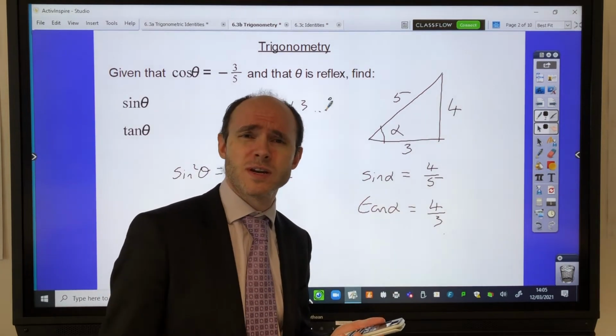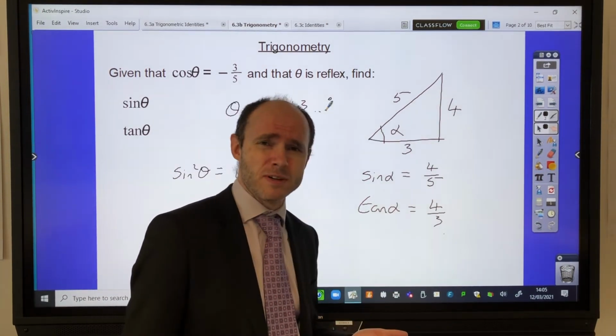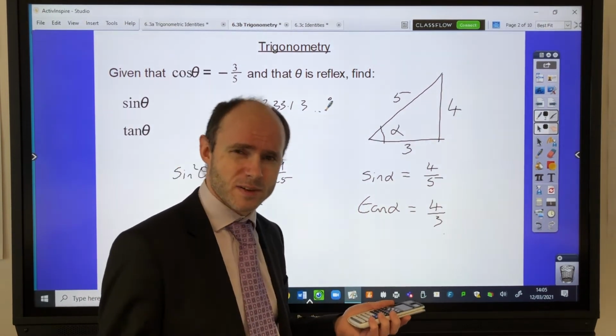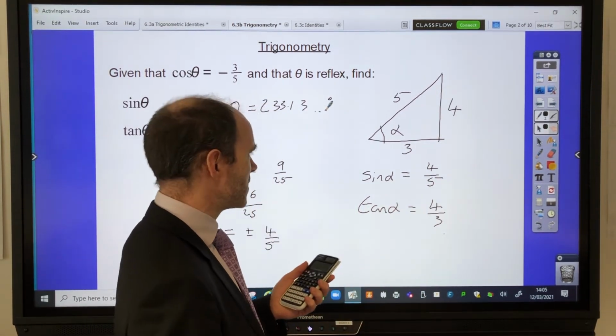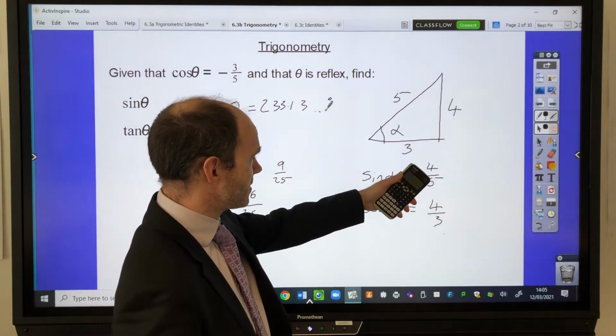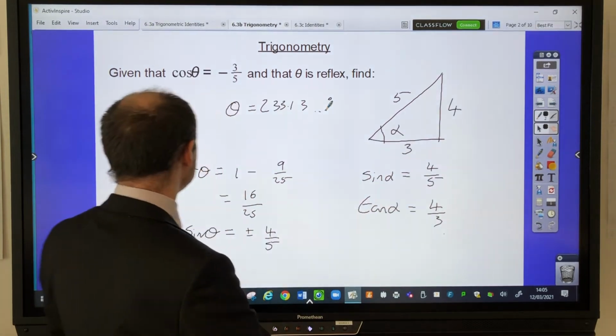Yeah, a bit of French in a trigonometry lesson. Should be speaking Greek really, shouldn't I? Because trigonometry is from the Greek mathematicians. Trigonometry, although the pronunciation is not great. Okay, so negative 4/5 is what I get on my calculator.